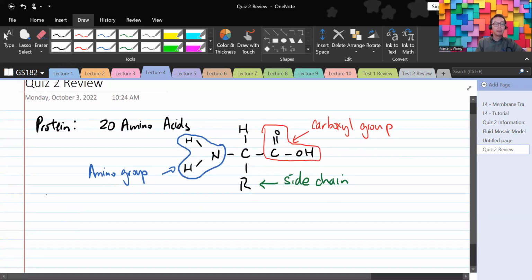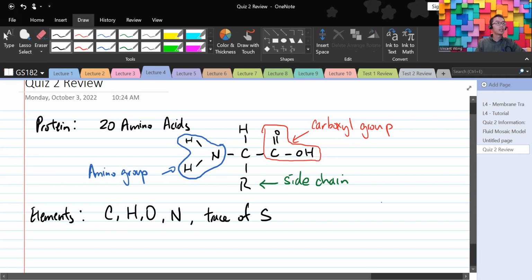Okay, so elements in a protein, right? We have the trio, right? The carbon, the hydrogen, the oxygen. We also have nitrogen, as you can see in the amino group, and trace of sulfur.